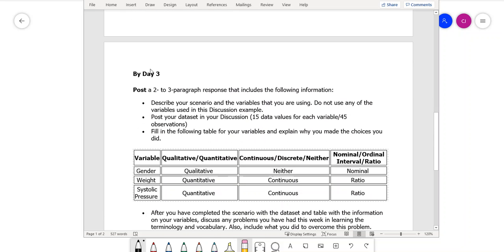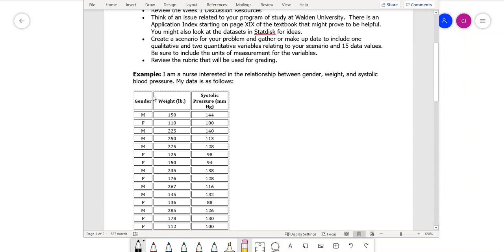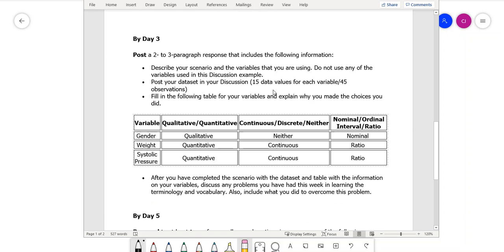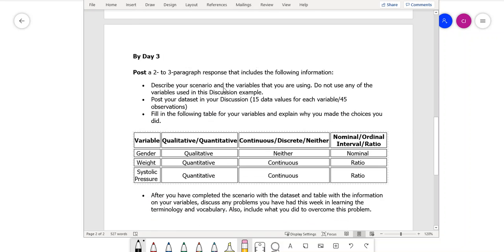And now, post a 2 to 3 paragraph response by day 3, and describe your scenario and the variables that you're using. Don't use any of the variables used in this example. So don't say, I want to study gender and pressure and something else. No, make up your own. You're going to look and dig around and come up with your own. And post your data set, just like this.